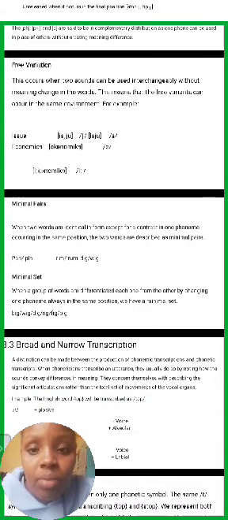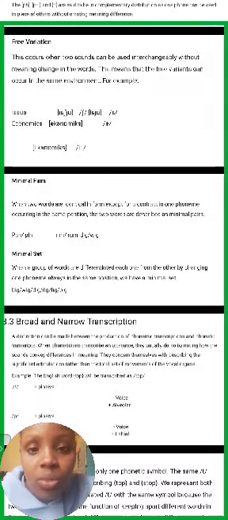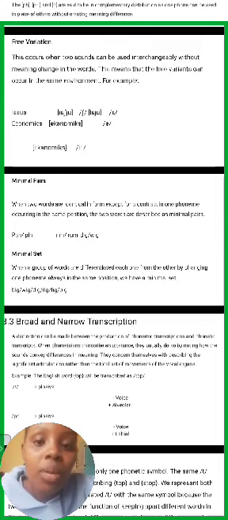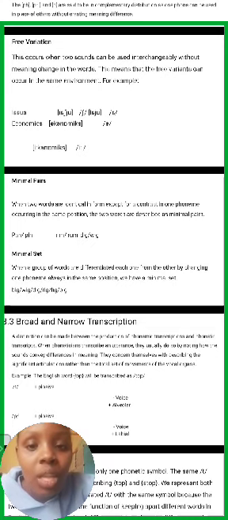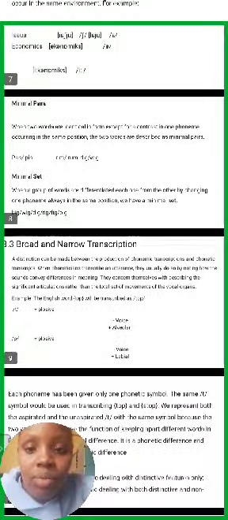So let's go to the free variation. Free variation occurs when two sounds can be used interchangeably without a change in the meaning of the words. This means that the free variants can occur in the same environment. For example, economics or economics. So there are two variants. So that one is a free variation.